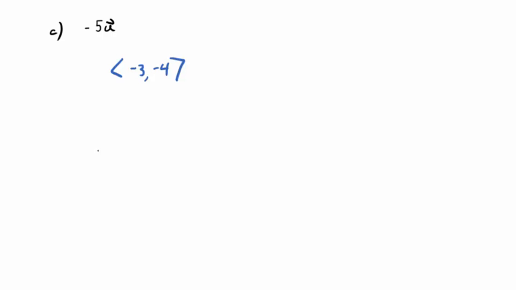So what's the scalar? This is scalar multiplication. What's the scalar? -5. So u was -3, -4, so we're going to multiply that times -5, and what would the result be? 15, 20. Okay. Questions on that? That's it.